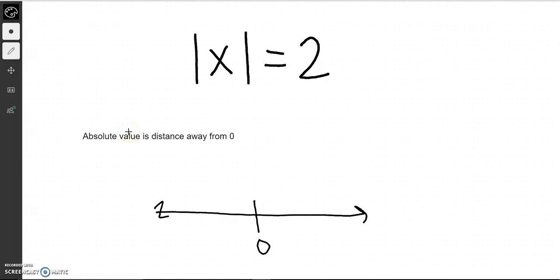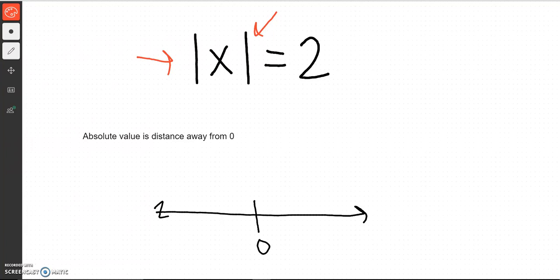Okay, so here we go. Today we're going to learn about absolute values. And here's what absolute values are. They are these lines right here, these straight up and down vertical lines. And here's what they mean.